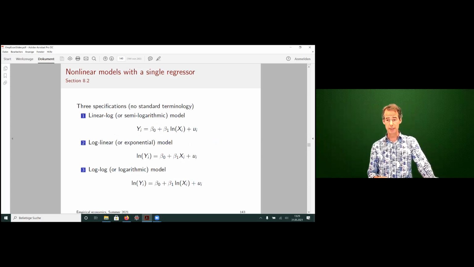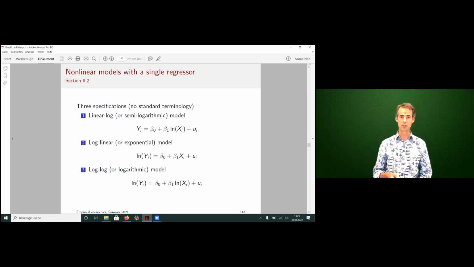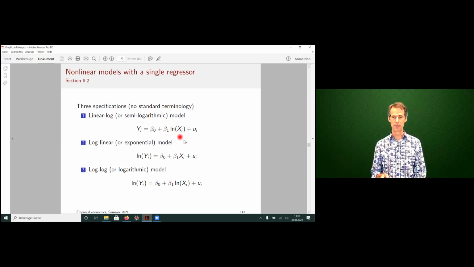And we now simply substitute one or both variables in our regression model by the log values. So we have three specifications. There's actually no standard terminology for them, so we just included here two names for each of them. The first specification only takes the log of the regressor. And we call that the linear log model because the left-hand side is still linear in a way, and the right-hand side has the log here. In other books, it's called the semi-logarithmic model, but we call it here the linear log model. So we only substitute x by the log of x.